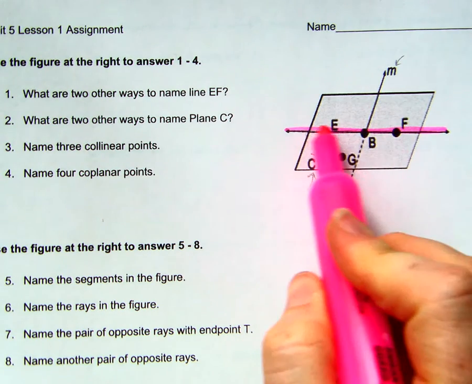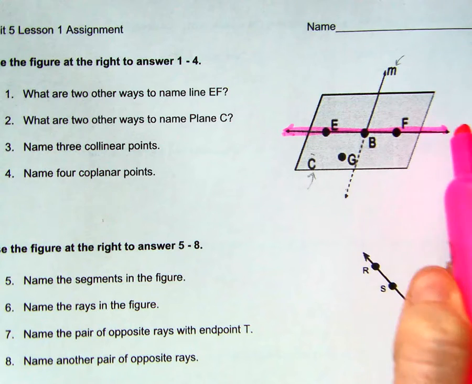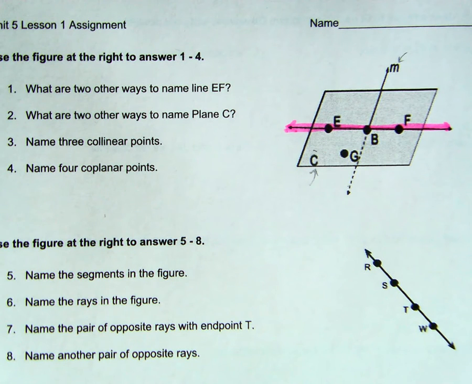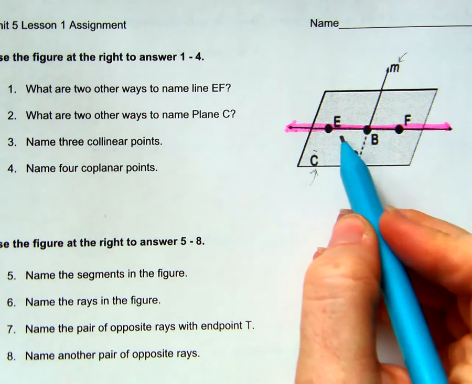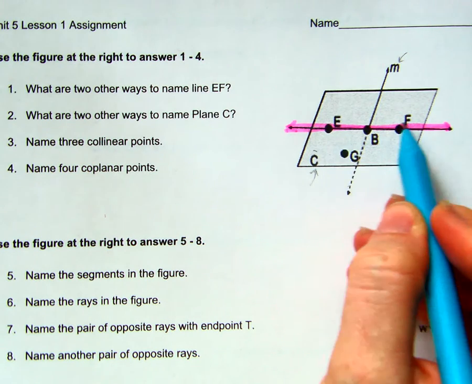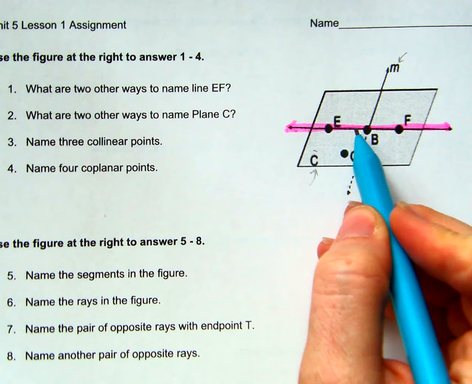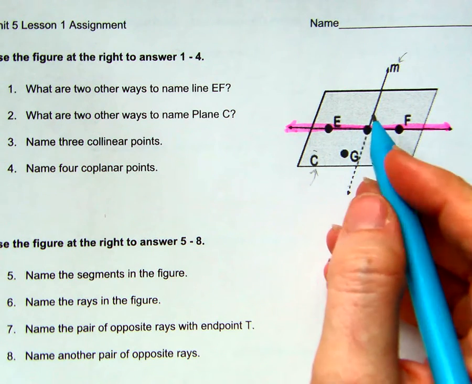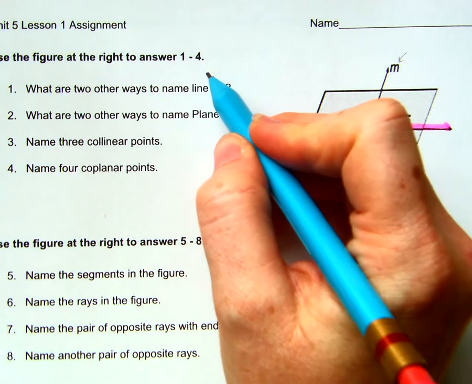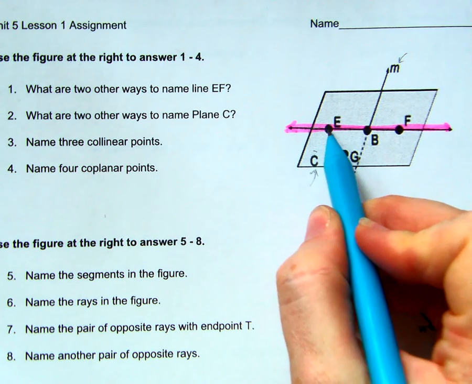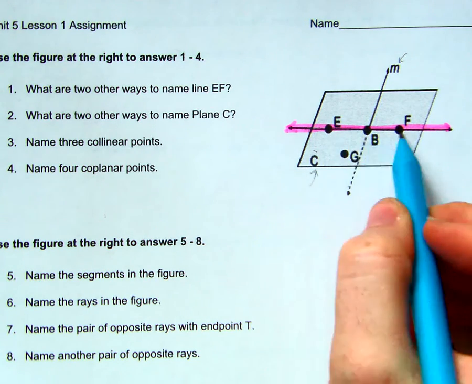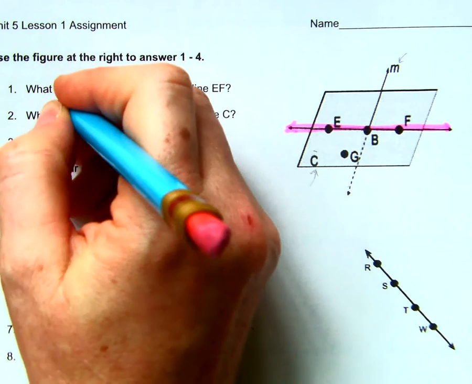And there's definitely more than one way we can name this line. So when we're looking at EF, we want to think about all the points that are on this line that I could possibly use to name it. And remember, we talked about you can name a line using 2 points on that line. So I can name this line EB because I can use any 2 points. So I could name this line EB.